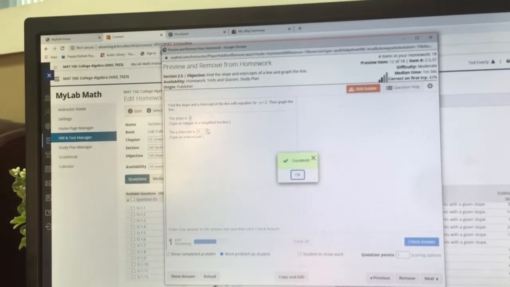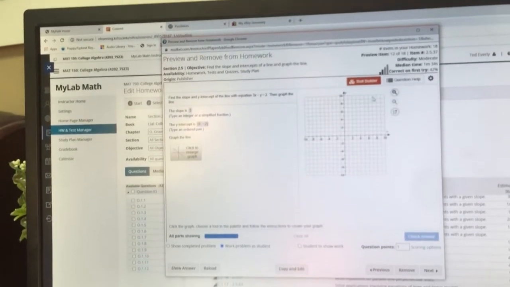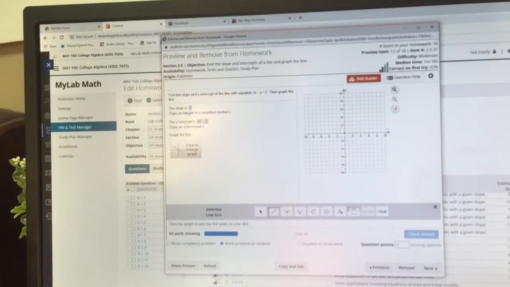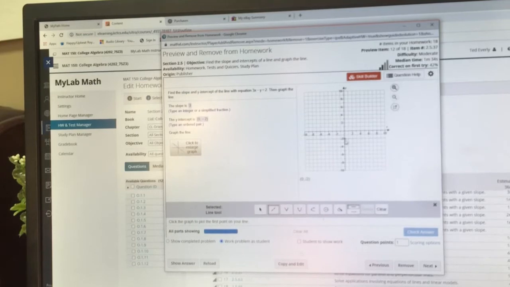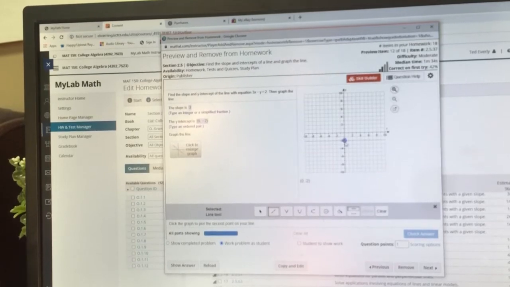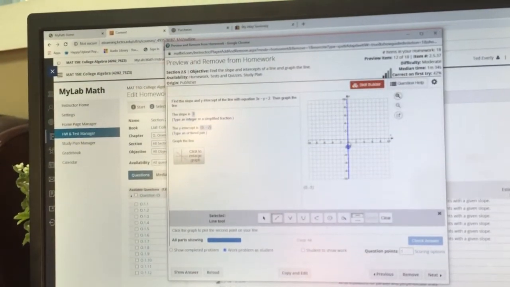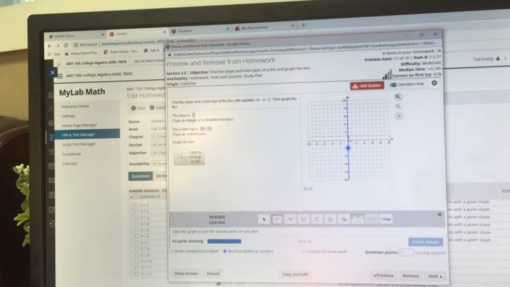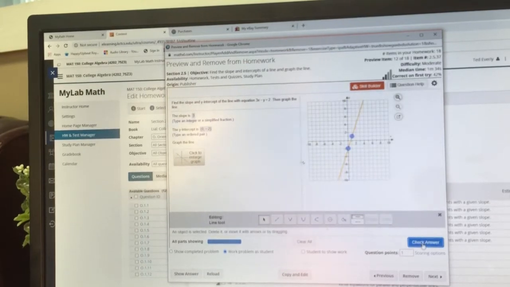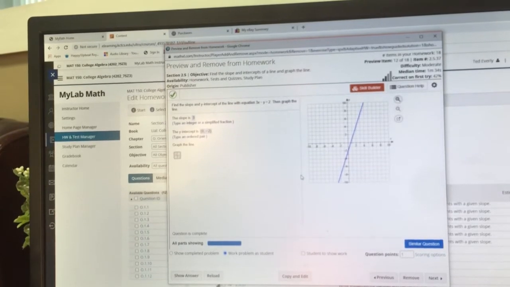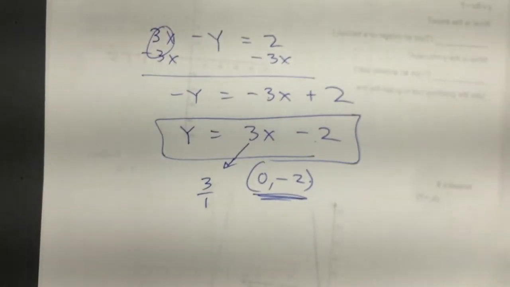Okay, all right, and now we graph it. All right, so we click the graph, line option. My point for the y-intercept is 0, negative 2, which is right there. And then my slope is 3, which means it's 3 over 1. I go up 3, 1, 2, 3, and over to the right 1. And there you go. Nice work. All right, so that's number 12. All right, let's go to 13.